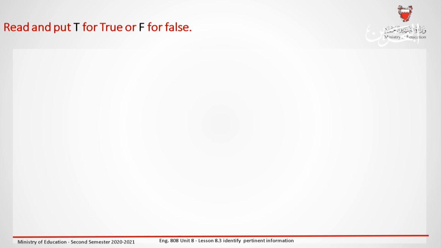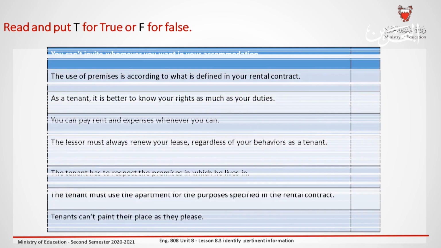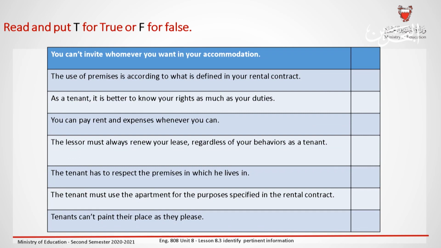Read and put T for true or F for false. Let's read the sentences together. You can't invite whomever you want in your accommodation. The use of premises is according to what is defined in your rental contract. As a tenant, it's better to know your rights as much as your duties. You can pay rent and expenses whenever you can.